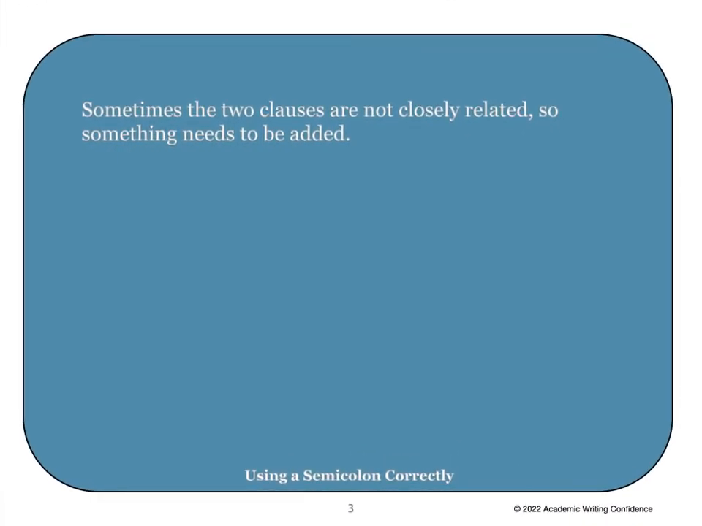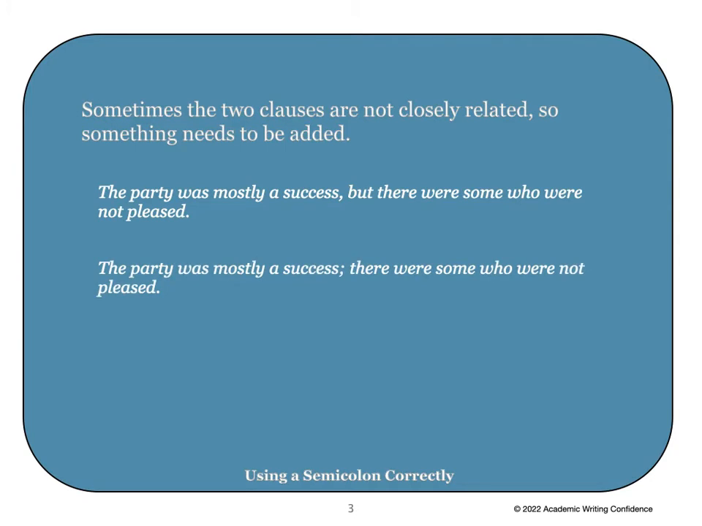Sometimes the two clauses are not closely related, so we need to add something. In this example, the two clauses are not as closely related as in our last example. The party was mostly a success, but there were some who were not pleased. The first part of the sentence is a positive idea, whereas the second part is a negative idea. So if we try to put a semicolon in place of the word but, the sentence is not quite as clear. The party was mostly a success; there were some who were not pleased. This sentence is not as clear written with just the semicolon.